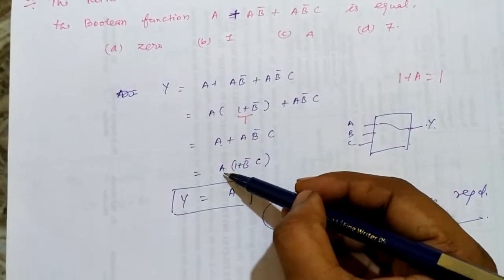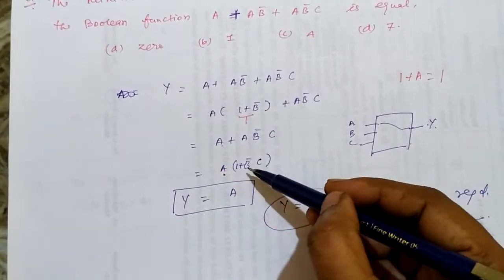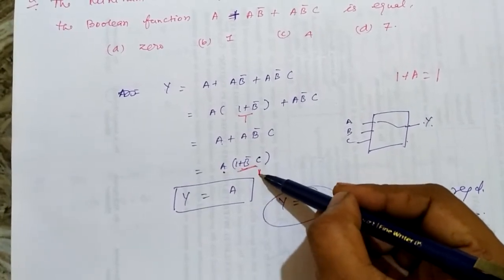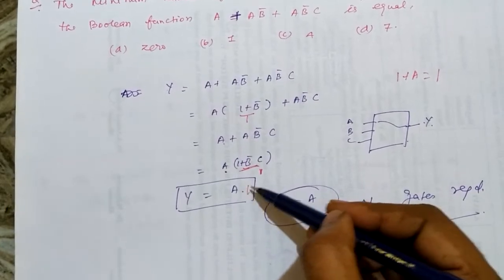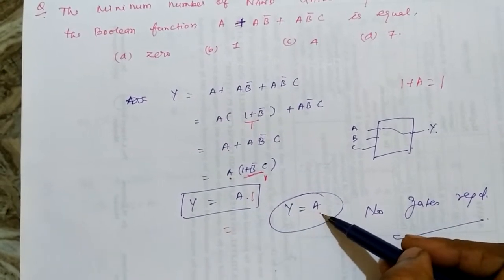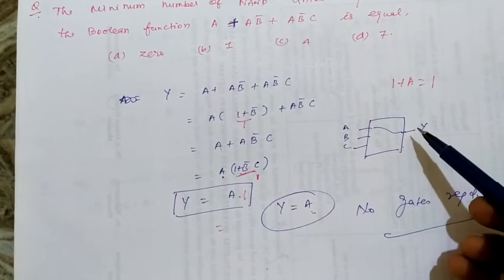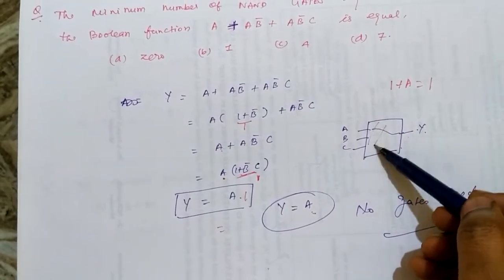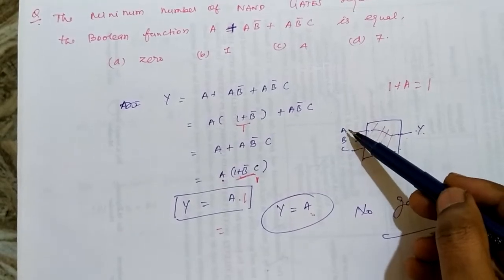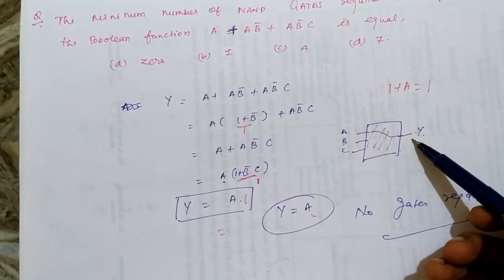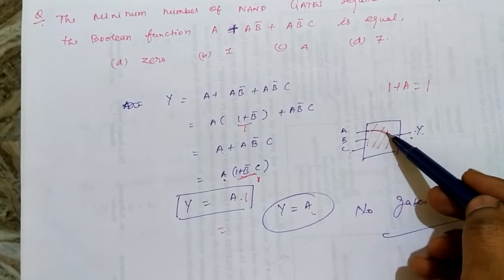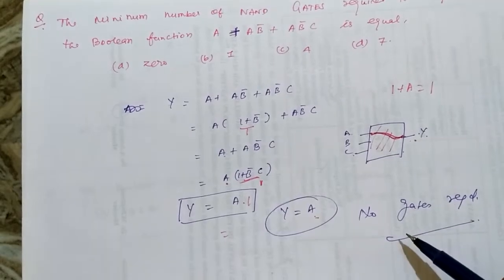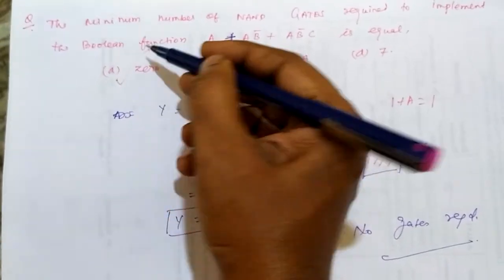Again you take A outside, that becomes 1 plus B bar C. So again 1 plus anything is 1. So remaining we have A dot 1 is equal to A. Y is equal to A. That means the output depends only on A. So this is a digital circuit where we have 3 inputs A, B, C. The output directly depends on A. No need to connect any gates. So no gates are required. The answer is 0.